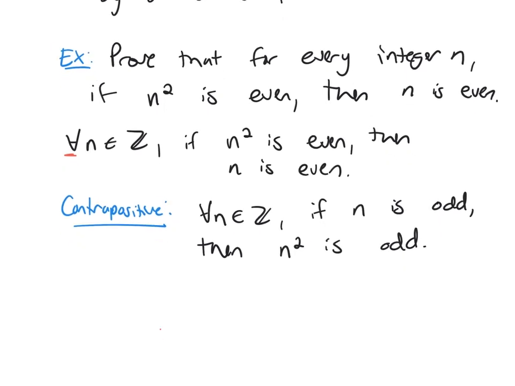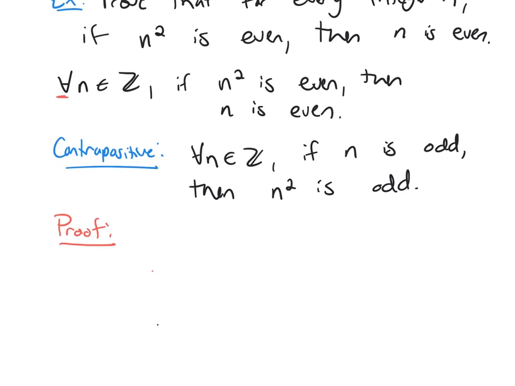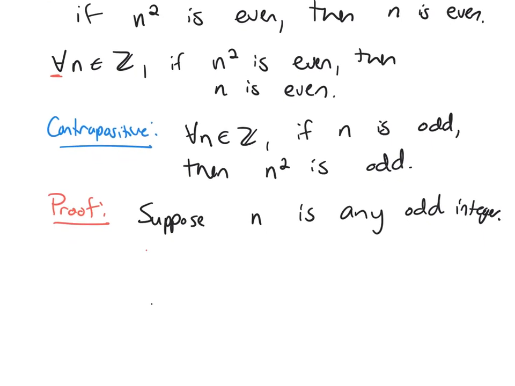So now we're going to prove this statement directly. And this is a nicer version because here I start off with information about n, and I'm going to conclude something about n squared. So let's write the proof now. What would the proof be? Starting out, I want to prove this directly. Suppose n is any odd integer. That would be your starting point.